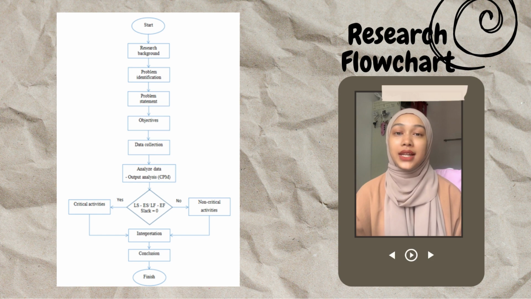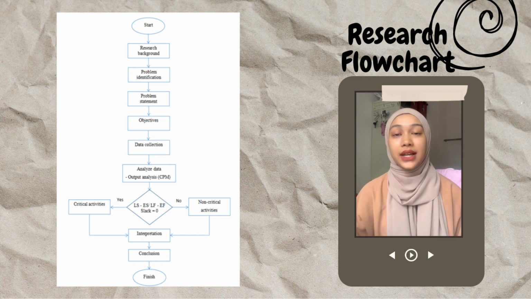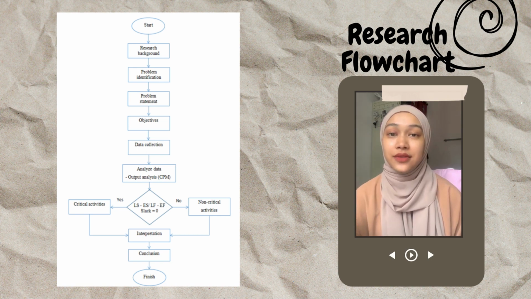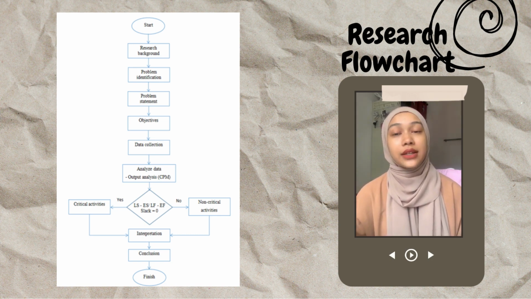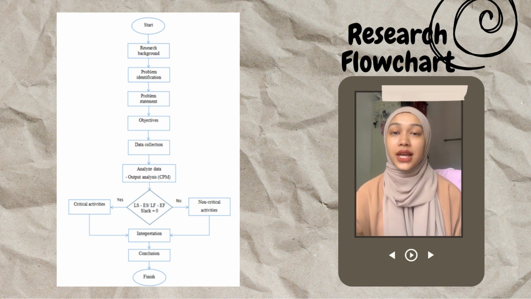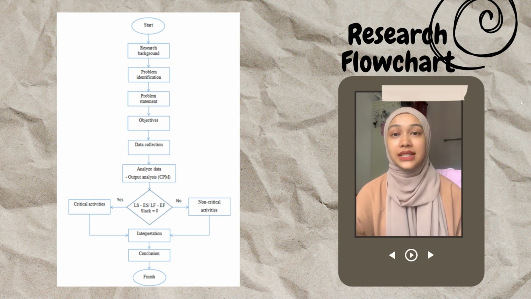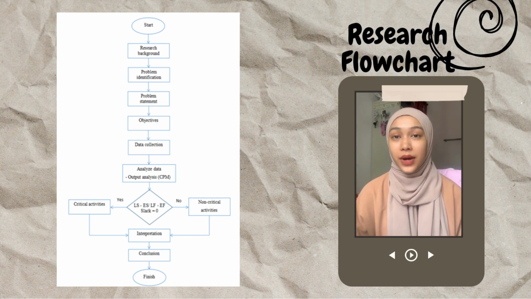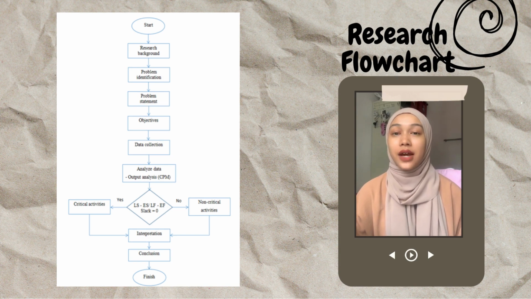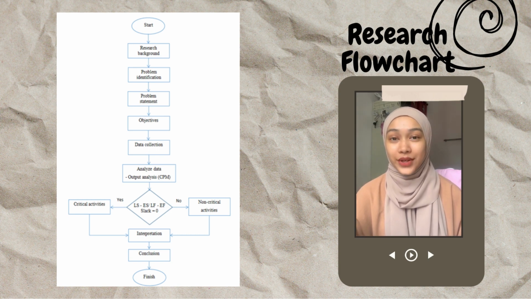And then, we analyze the data and check the slack. If latest start minus earliest start, or latest finish minus earliest finish, equals 0, it means the activity is a critical activity. If the slack is not equal to 0, it means it is a non-critical activity. After we identify the critical path, then we interpret. After that, make a conclusion. And then end. The end symbol represents the end point of the process.